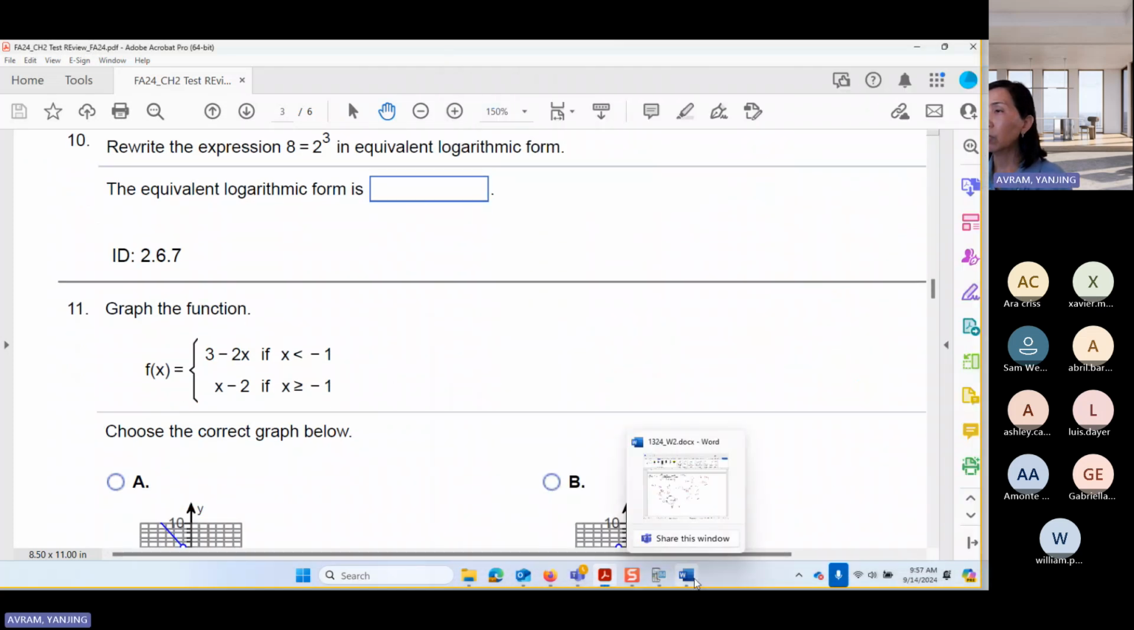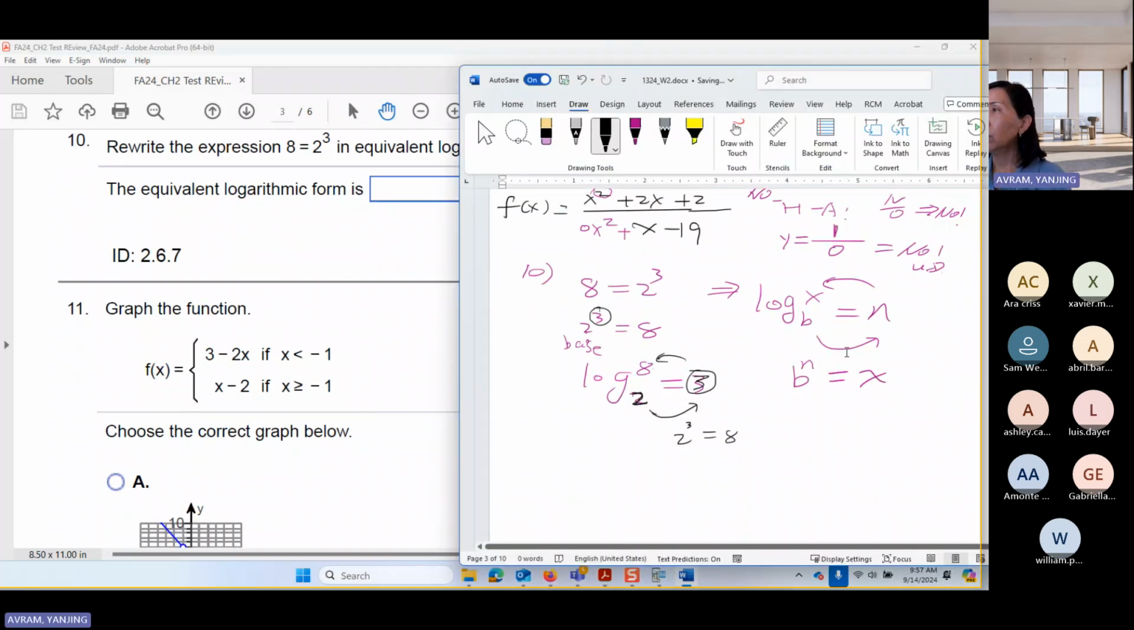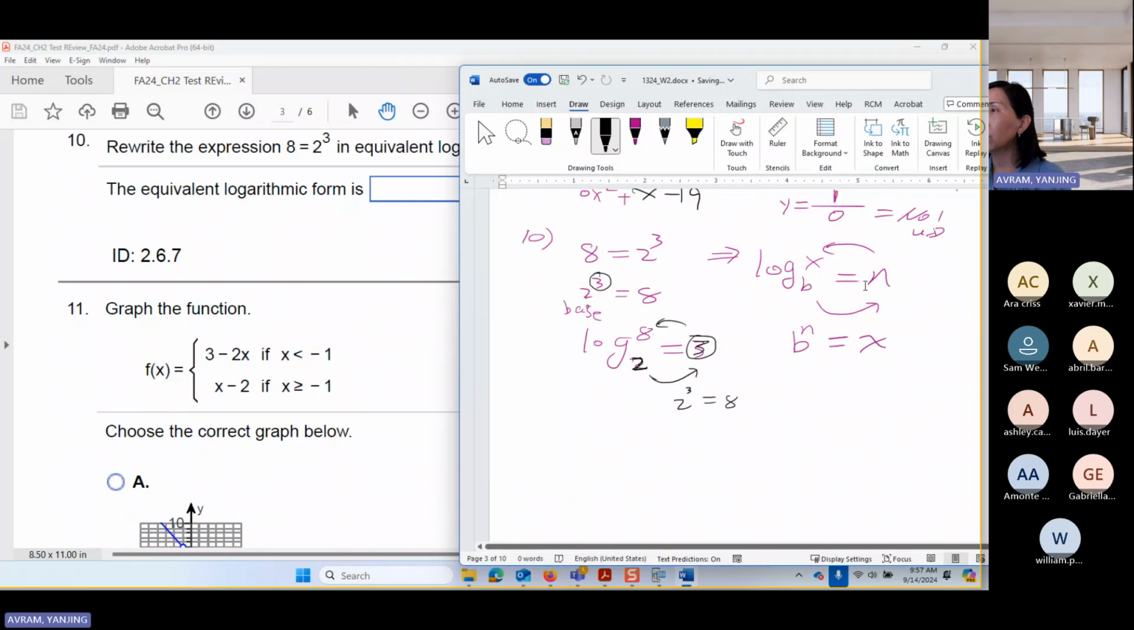Any questions? So you just need to remember this format here. This actually is the conversion: convert a log into exponential, or convert an exponential into log.